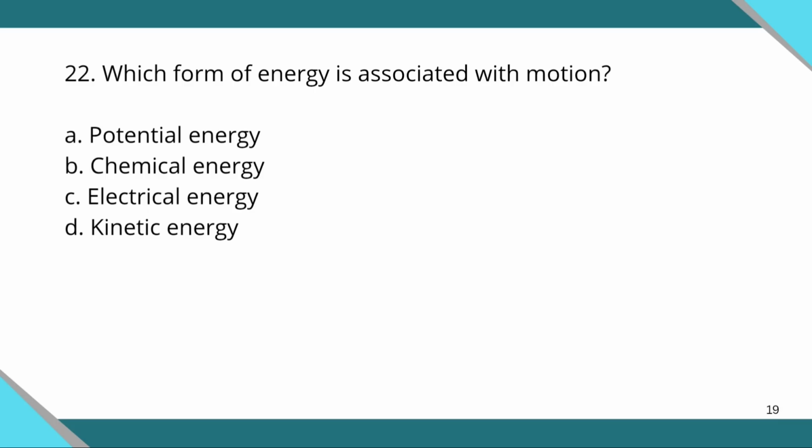Number 22. Which form of energy is associated with motion? Letter A. Potential energy. Letter B. Chemical energy. Letter C. Electrical energy. Letter D. Kinetic energy.